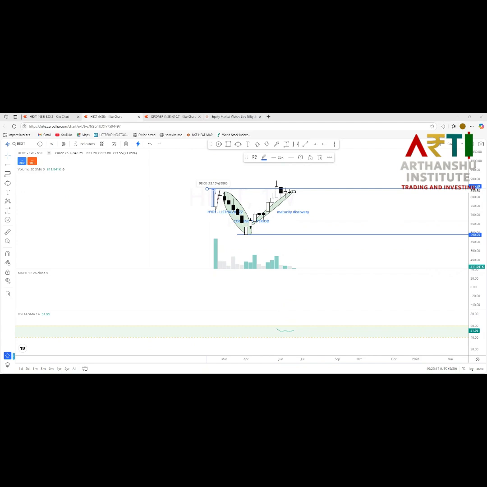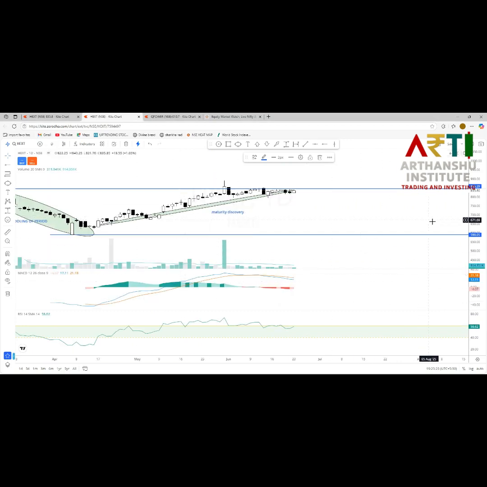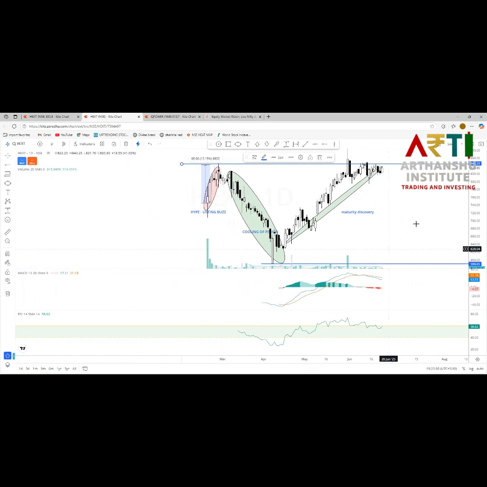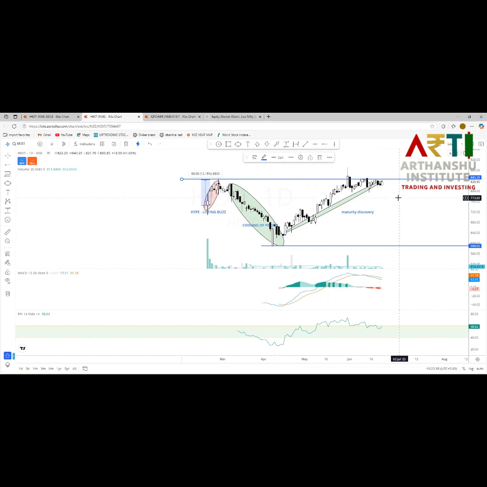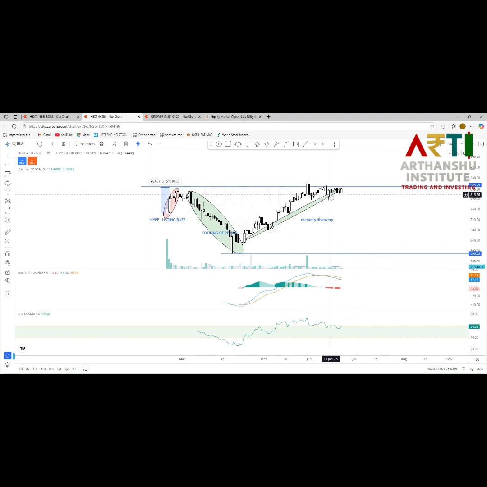So now we observe three phases. One is the initial listing buzz, second is cooling off, and third is maturity discovery or the institutional phase. We don't know whether we are in the institutional phase or the cooling off phase, because sometimes the cooling off phase continues till 6 months, because after 6 months the promoters' or dealers' lock-in period gets over, and after the lock-in period they may sell their stocks. So after that some selling will come.